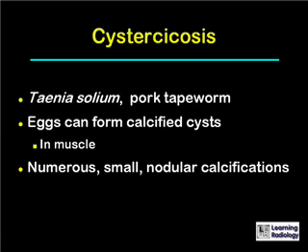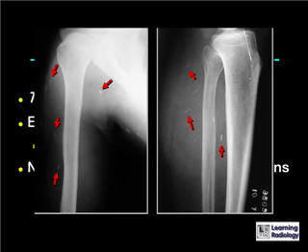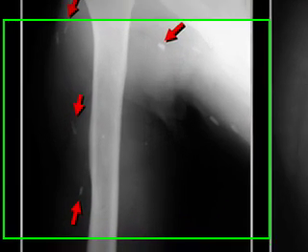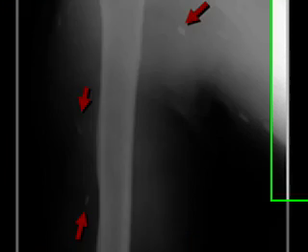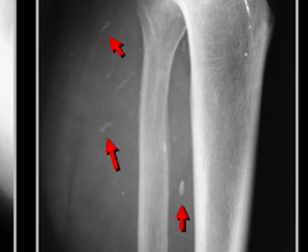Taenia solium, the pork tapeworm, can also calcify. The eggs can form calcified cysts, especially in muscle, and there may be numerous small nodular calcifications as a result thereof. This is called cysticercosis. This is an example of a patient with cysticercosis, and there are multiple small punctate calcifications in the arm and in the leg of this patient.